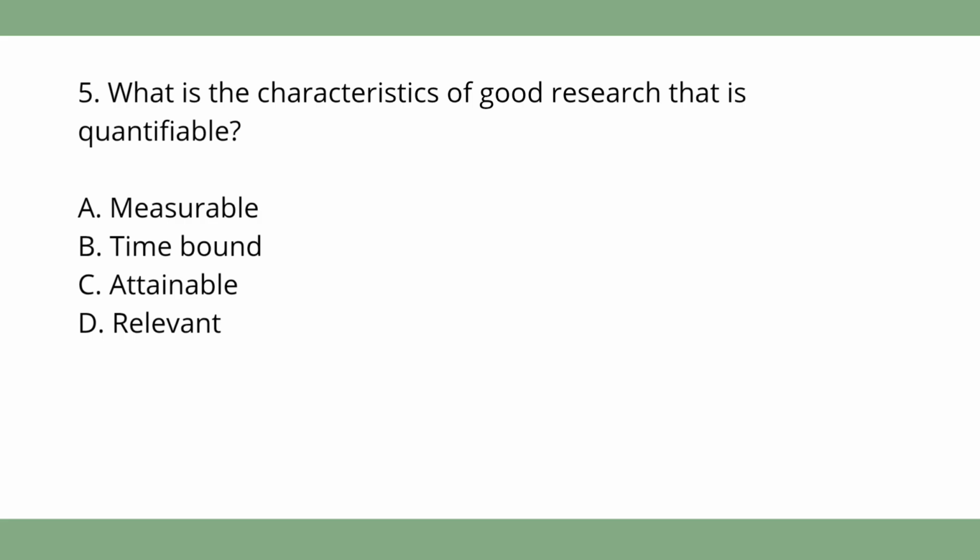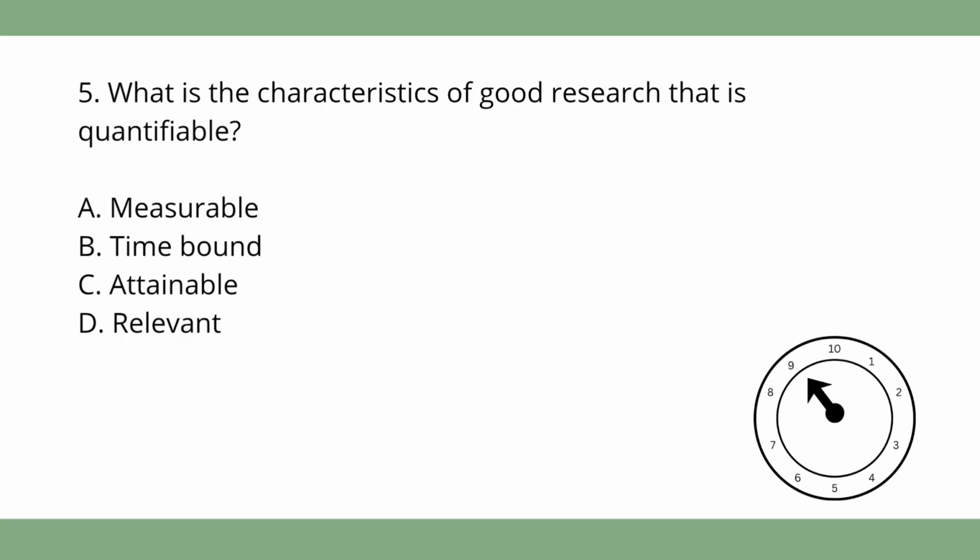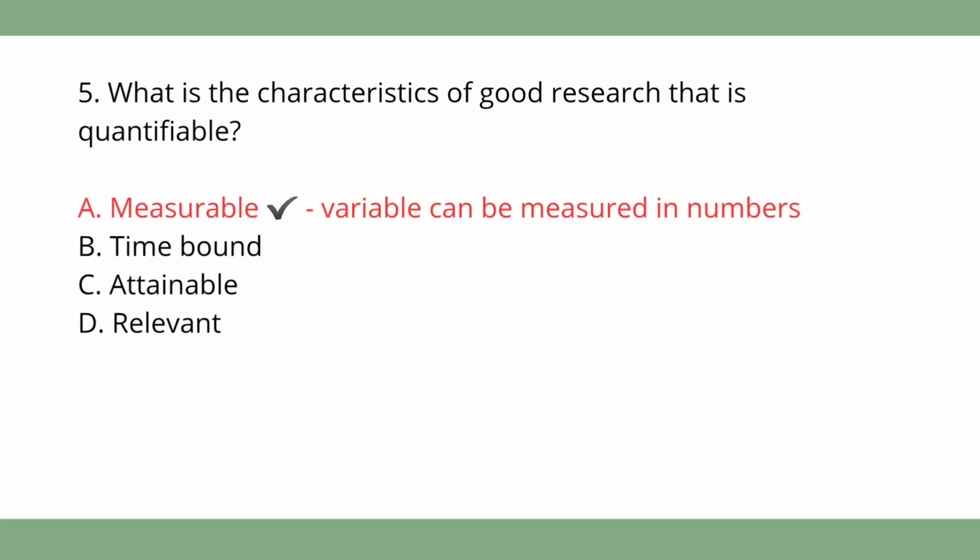Number 5. What is the characteristic of good research that is quantifiable? A. Measurable. B. Time-bound. C. Attainable. D. Relevant. A good research must have variables that can be measured in numbers. It means you can collect quantitative data like percentages, frequencies, scores, or averages.